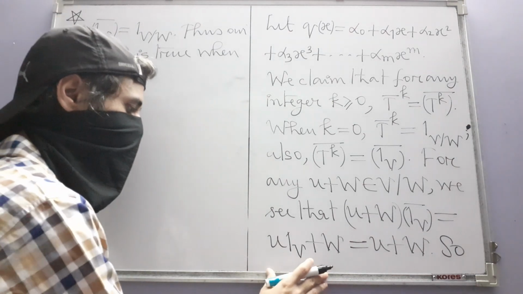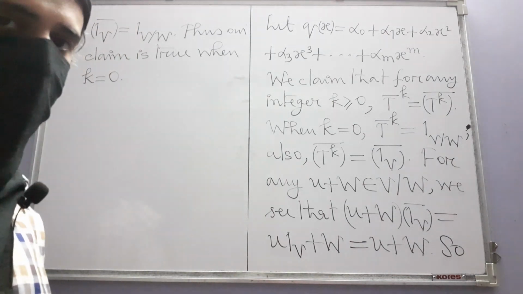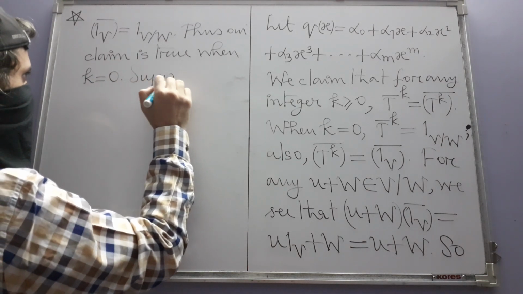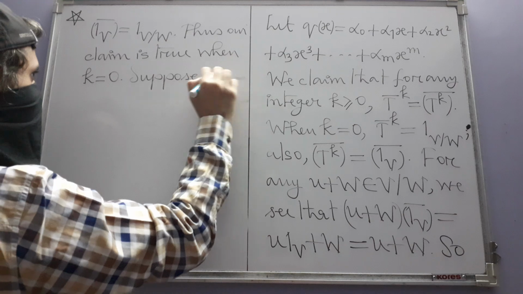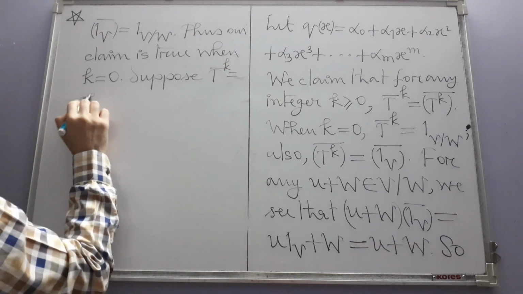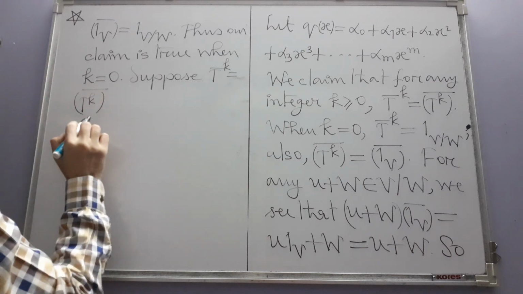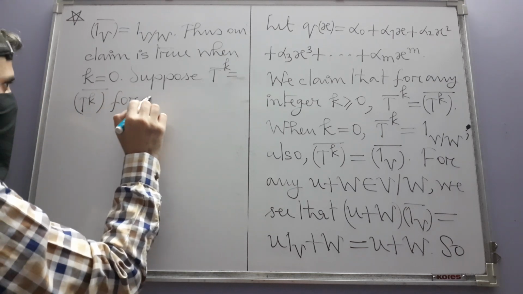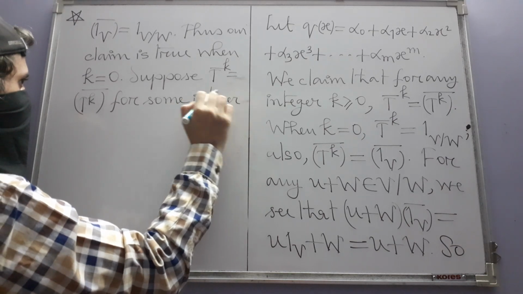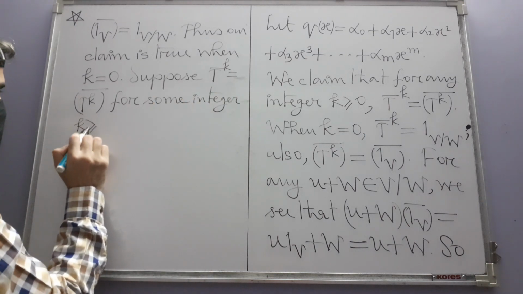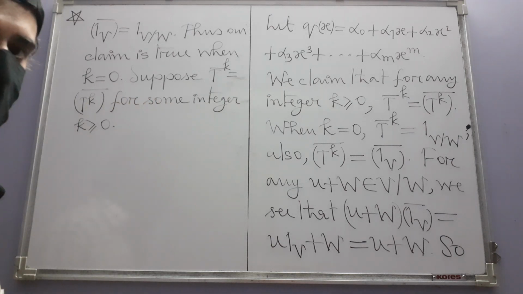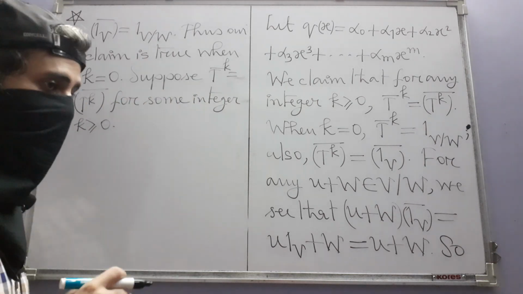Now we are going to make the induction hypothesis. We are going to write it. Suppose t bar to the power k is equal to t to the power k whole bar for some non-negative integer k, some arbitrary but fixed non-negative integer k, and this is our induction hypothesis. Now we want to prove this claim for k plus 1.